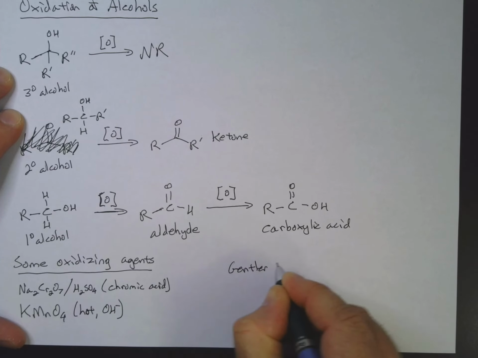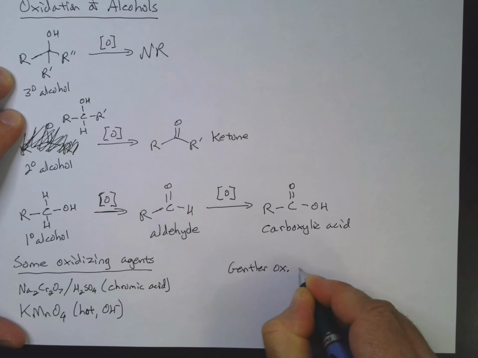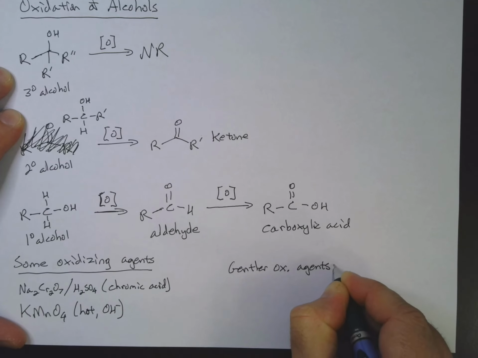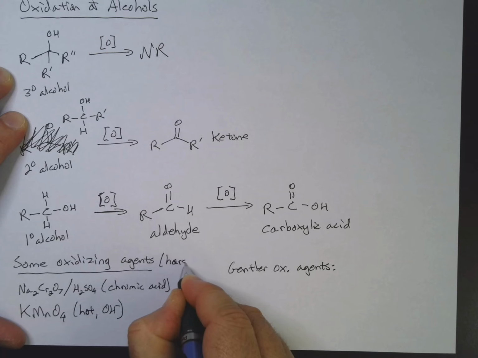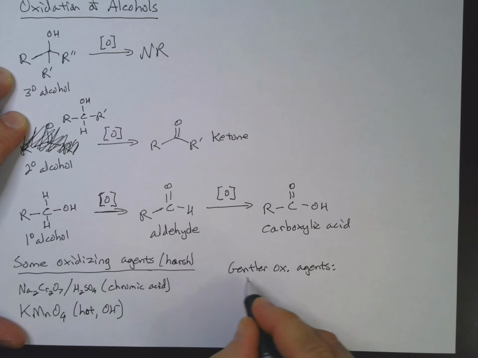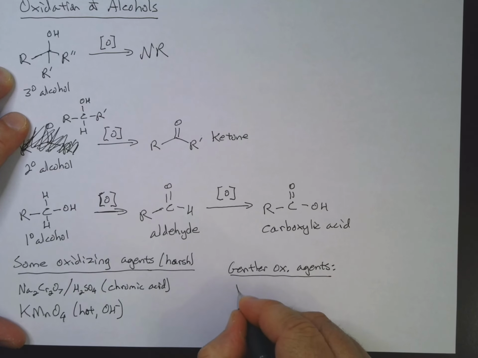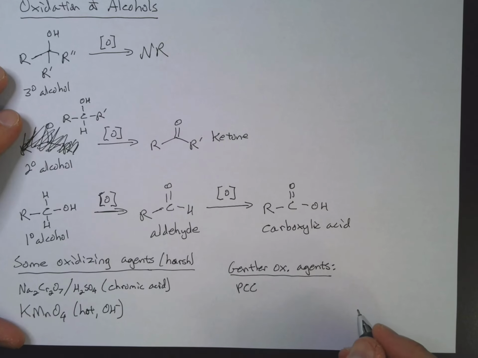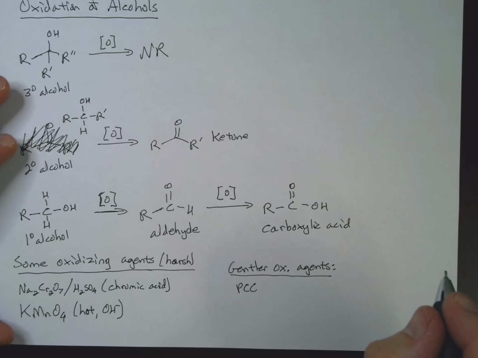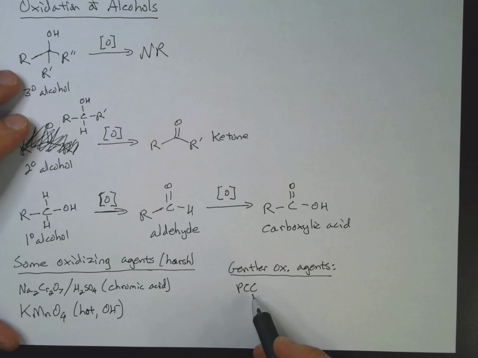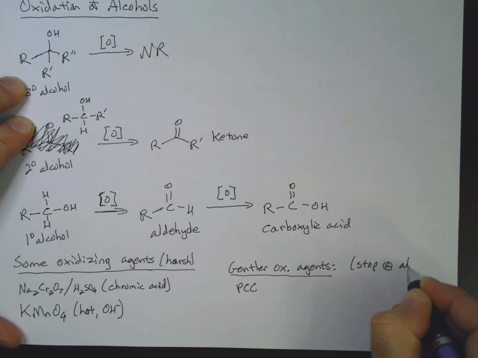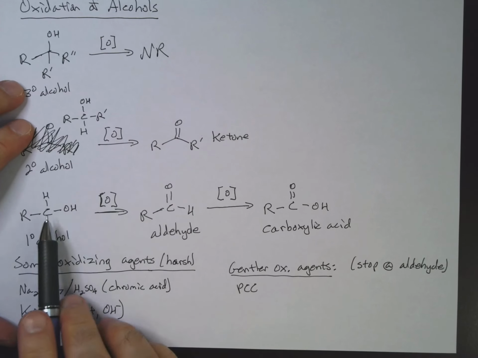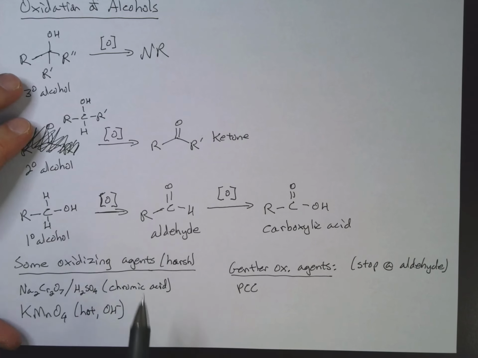Gentler oxidizing agents. So these ones are harsh. So gentler oxidizing agents include PCC, which is pyridinium chlorochromate. So it is a chromium-containing species. So these guys, but it will stop at the aldehyde. So using PCC, you'll stop at the aldehyde.